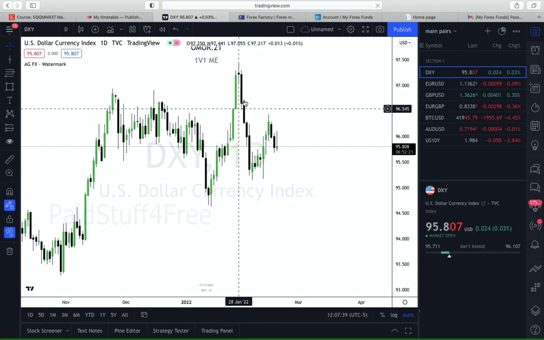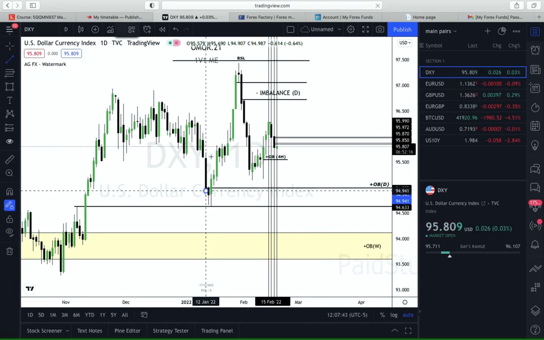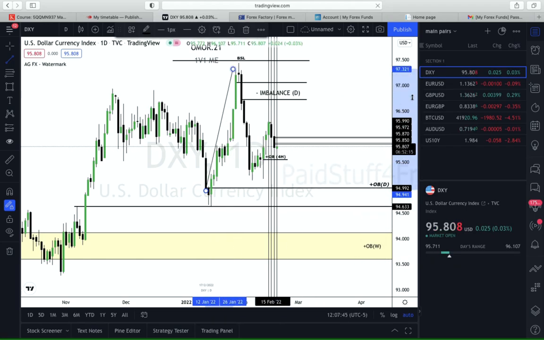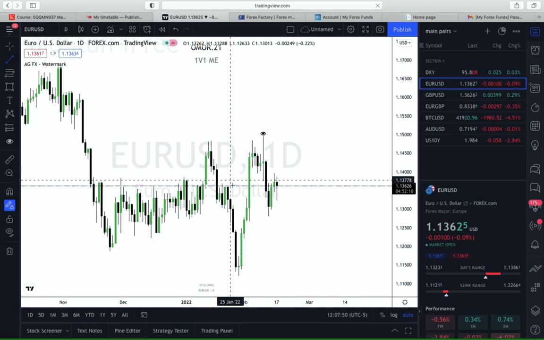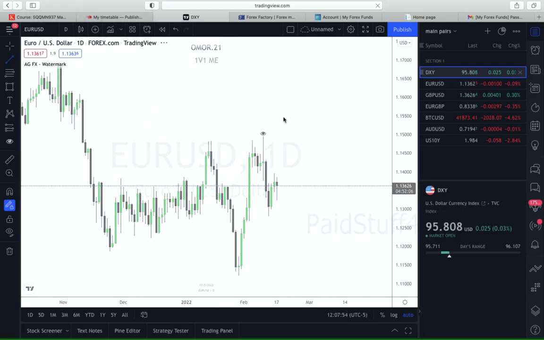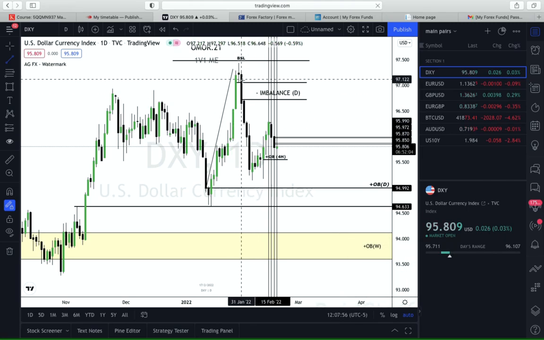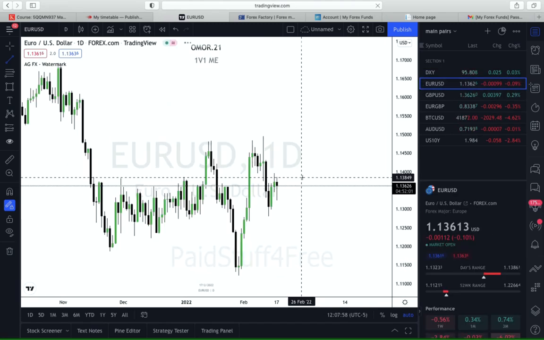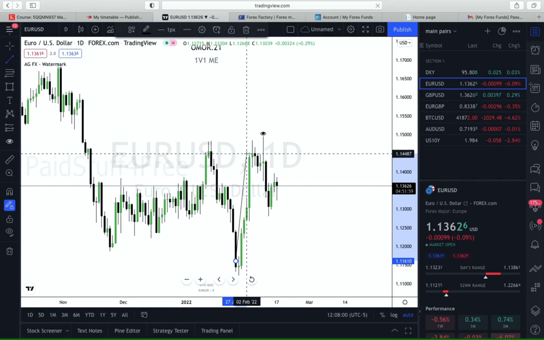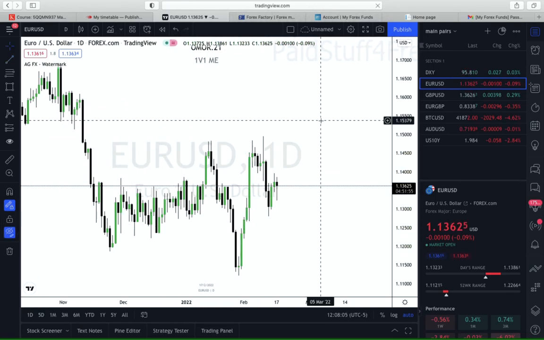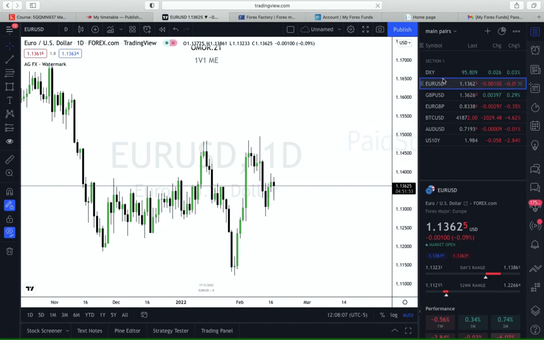So we can see this move up. Let's look at this move up on the DXY, Euro USD. We get this move down, and on the DXY on this move down, we get this move up. So there's some sort of inverse correlation relationship between the DXY and anything that is crossed to the USD.